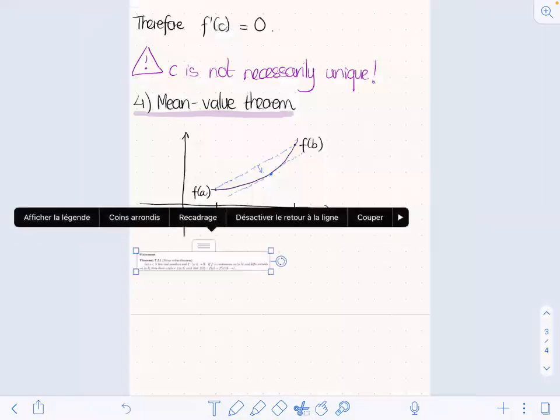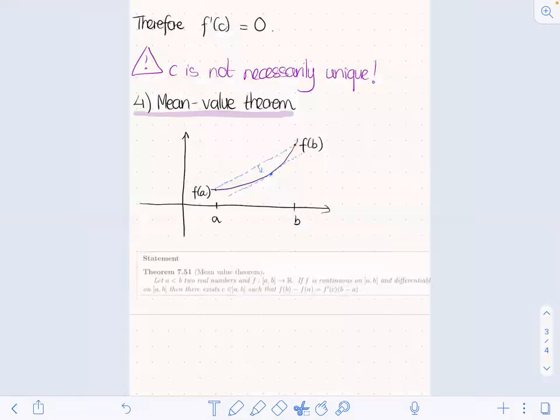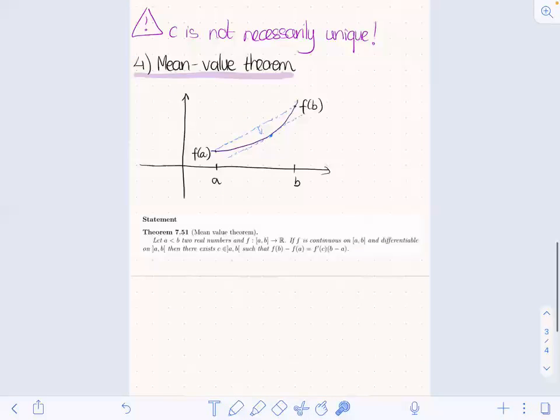It's expressed like this. If you take A and B two real numbers, you take a function that maps from AB to R. You take it to be continuous and differentiable. What you know is that f of B minus f of A is equal to f prime of C times B minus A. That's the mathematical way of writing the thing that we've just drawn here.